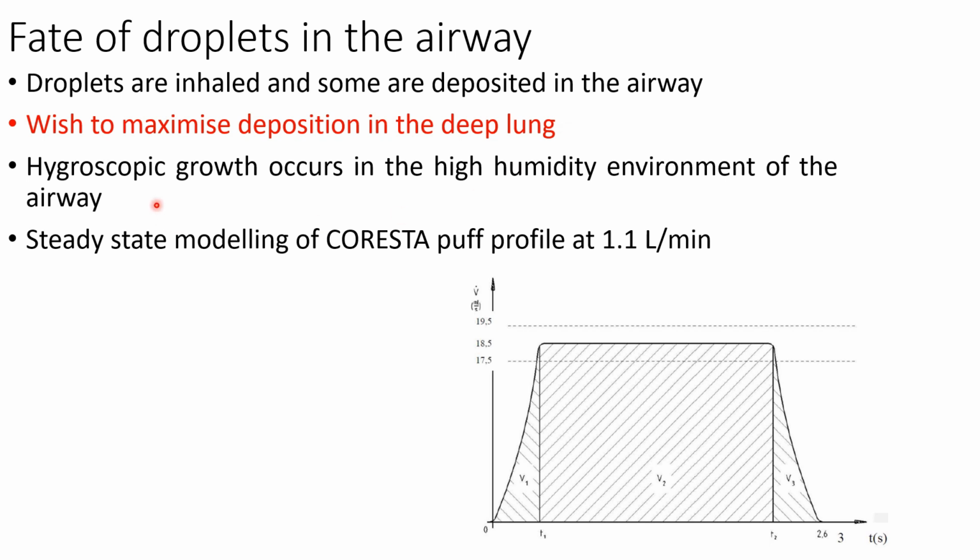But hygroscopic growth occurs in the high humidity environment of the airway, and that's going to affect where the particles deposit. So we did some steady state modelling, and we used the Caresta puff profile. We actually just used the steady state part of this puff profile, so this is assuming that the user is drawing a constant 1.1 litres per minute through the device. The Caresta puff profile is a standard in the tobacco industry, and we used that because the kind of device we're looking at has similar resistance to a cigarette, and so users tend to draw roughly the same flow rate.